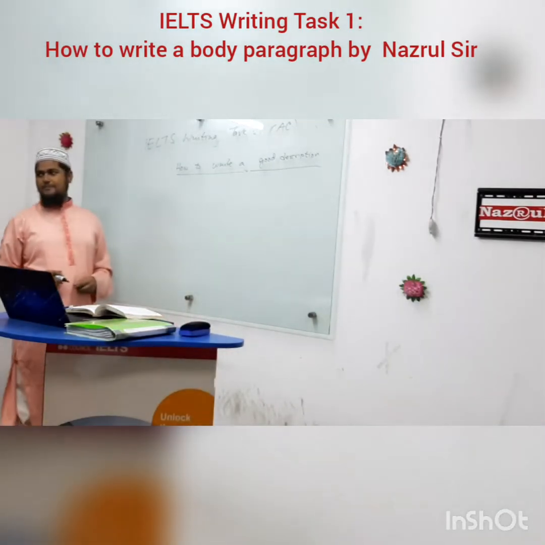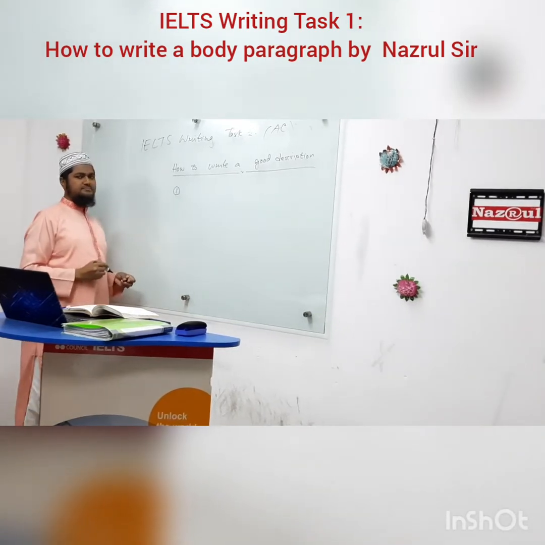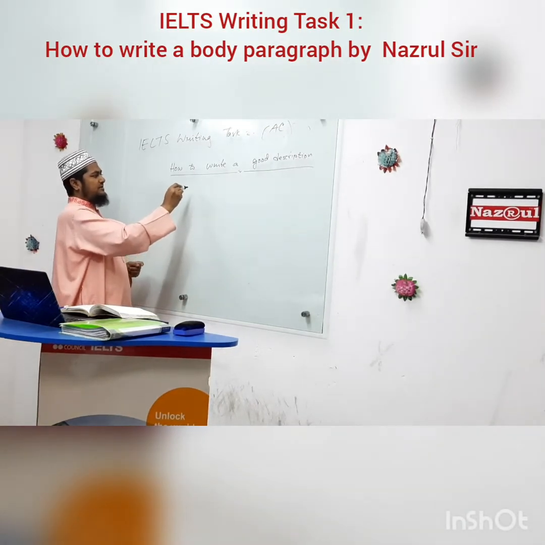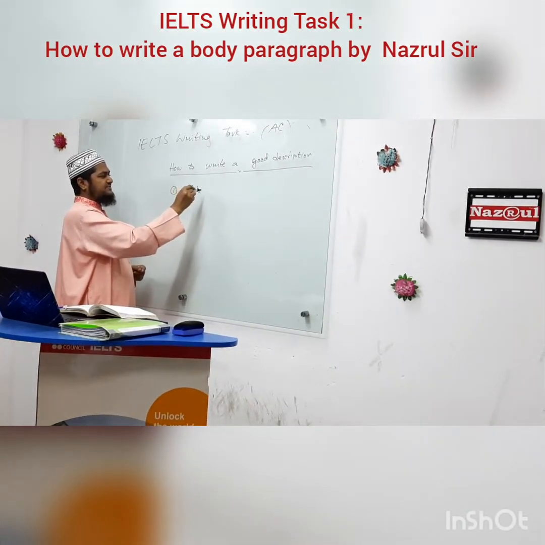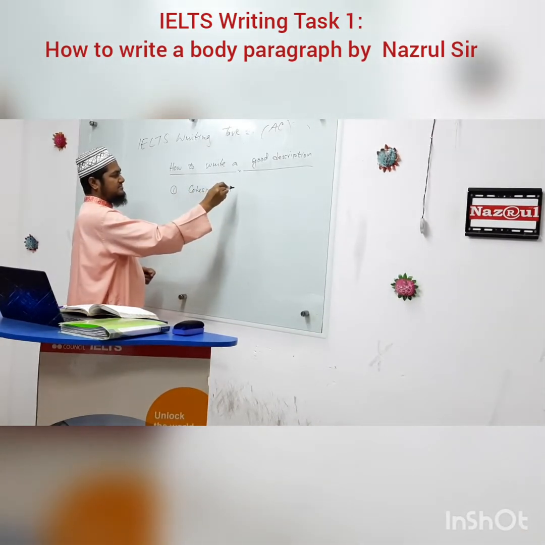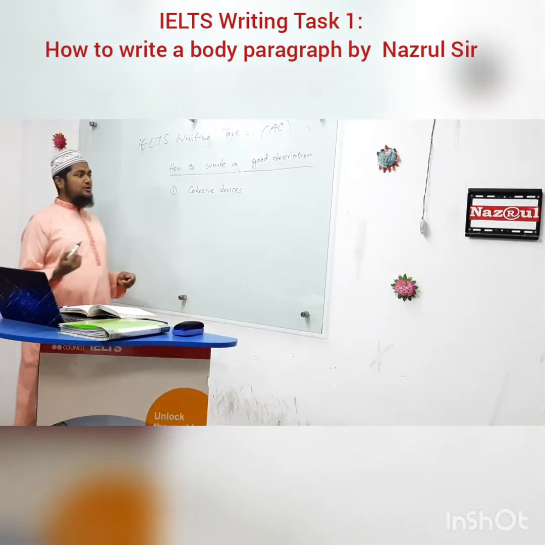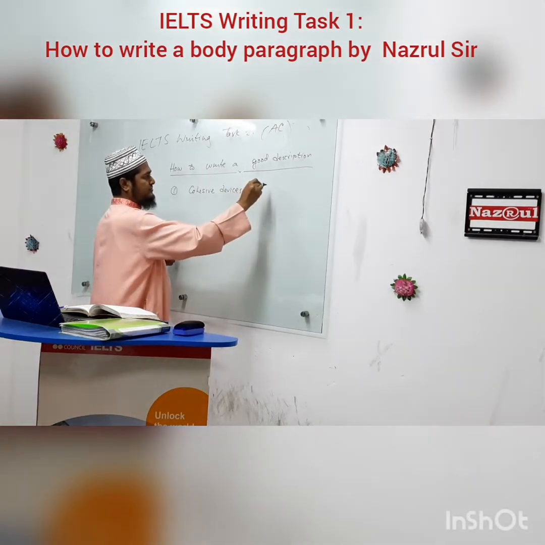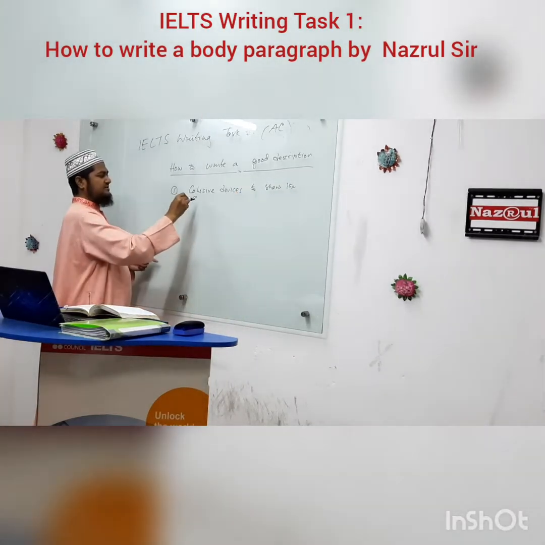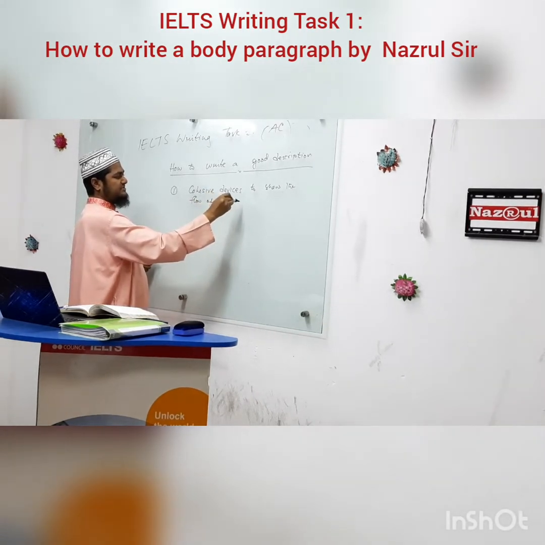Okay. Number one, if you want to get a good score, in your whole paragraphs, you need some cohesive devices to show the flow of information.